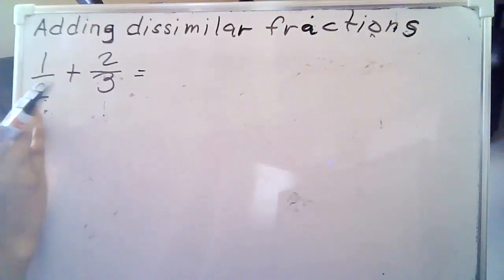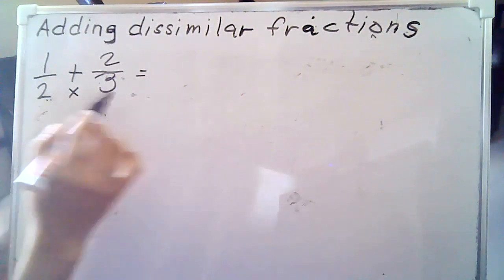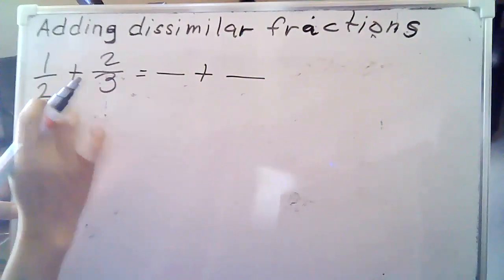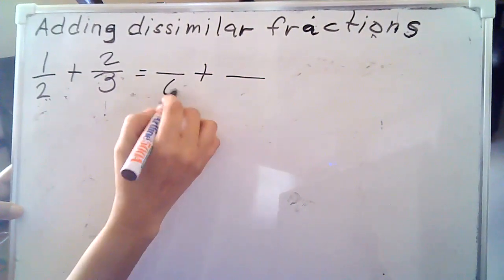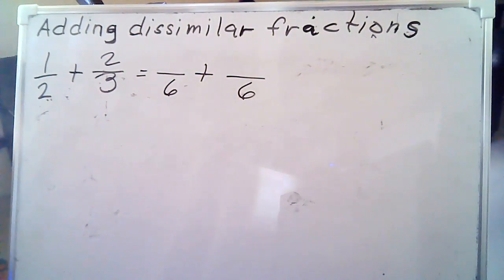And how are we going to do that? The easiest way to do that is to simply multiply the denominators. 2 times 3 is 6. So, yung 2 natin dito naging 6 na. At saka yung 3 naging 6. So, that is their common denominator.